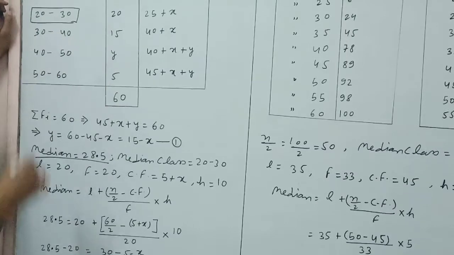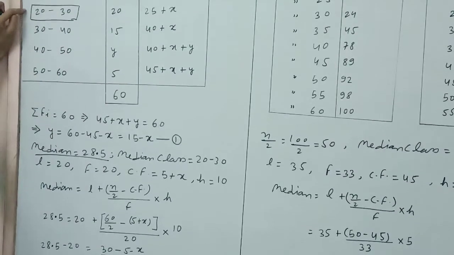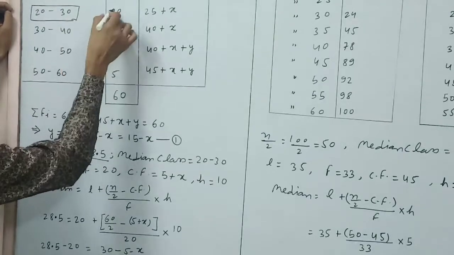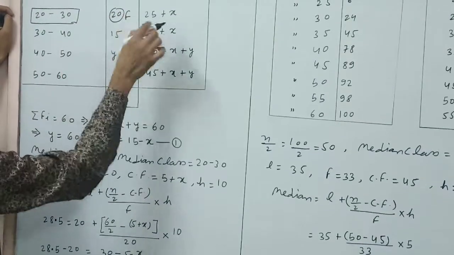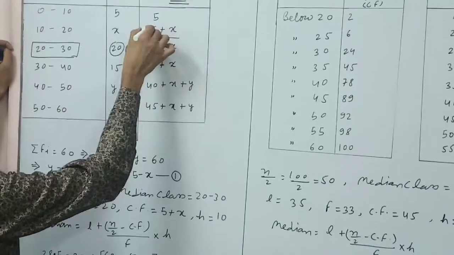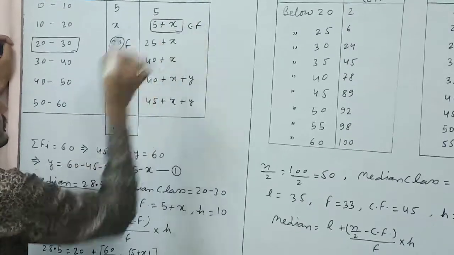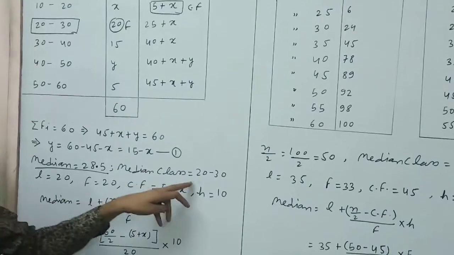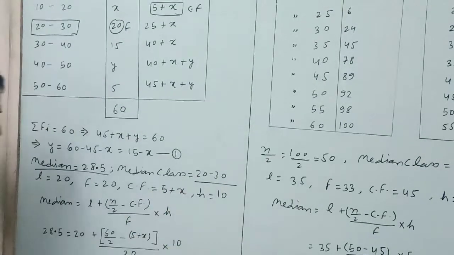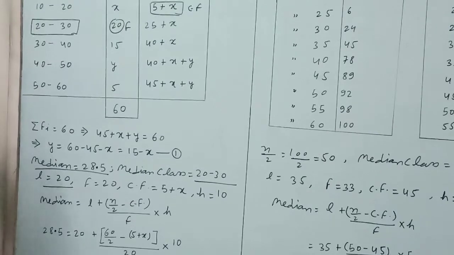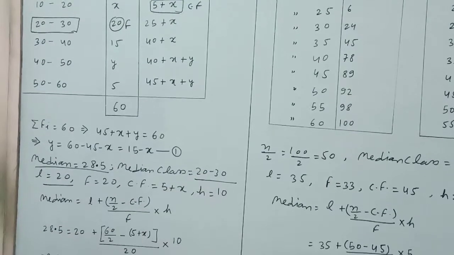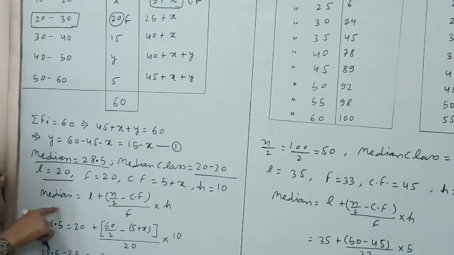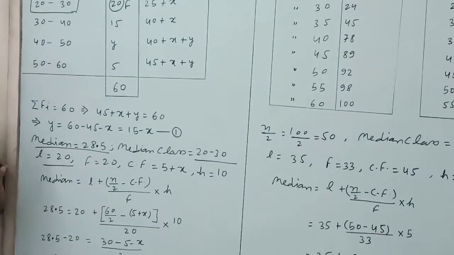Definitely 20 और 30 के बीच में lie करेगा 28.5. So this class interval becomes the median class. So if this is the median class, then this will be F and this will be CF. So we get the value of F and CF. Now as the median class is 20 to 30, so L is 20. Now the gap between lower limit and upper limit is 10. So H is 10.